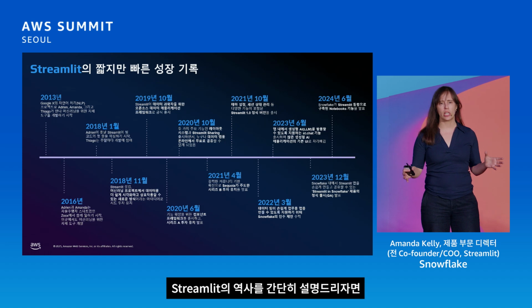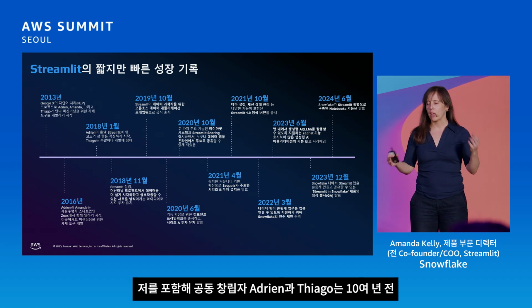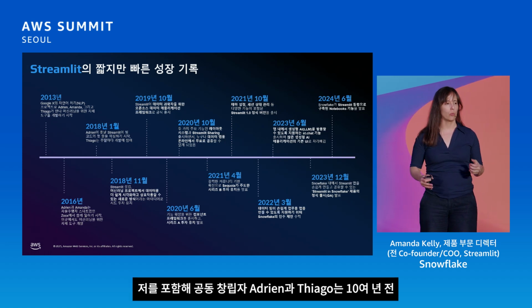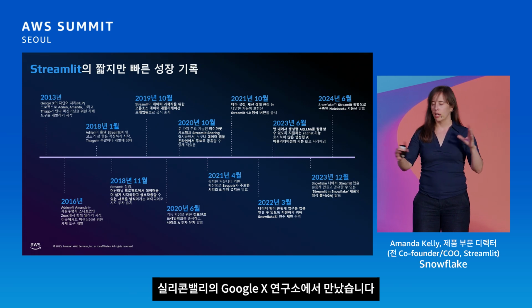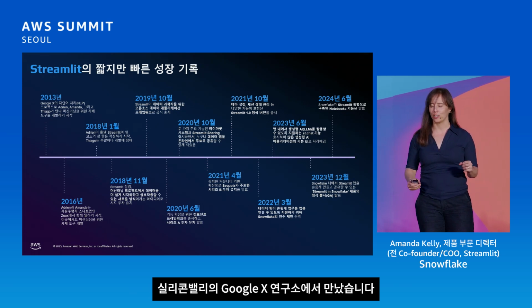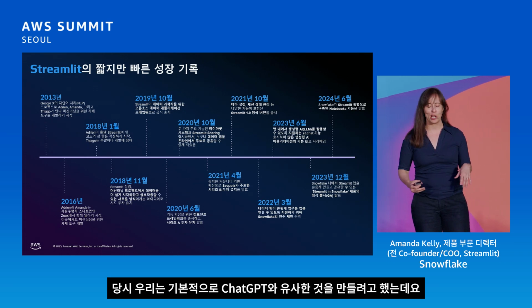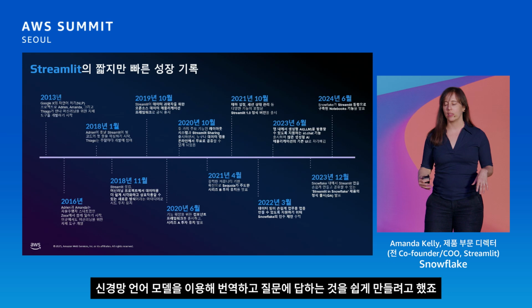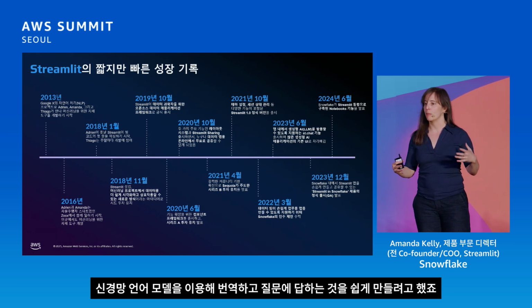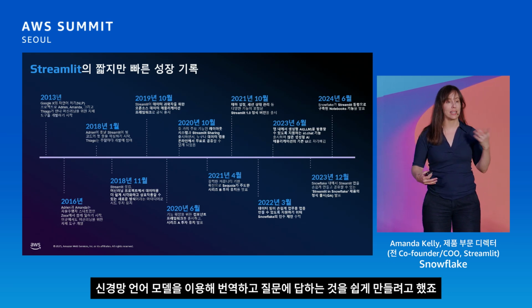So just as a really quick history of Streamlit, my co-founders and I, Adrian and Tiago, we all met a little over a decade ago at a research lab in Silicon Valley called Google X. And at the time, we were trying to make what basically became ChatGPT. We were trying to work with neural language models to make it really easy to translate and ask things.